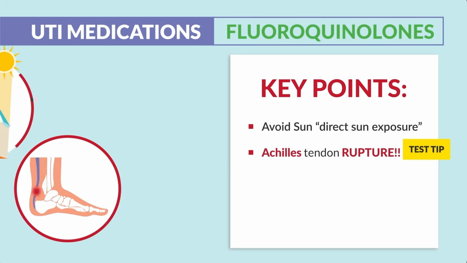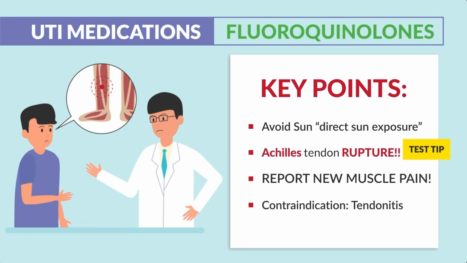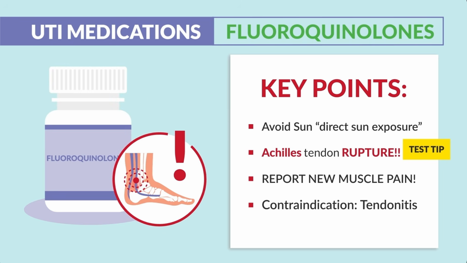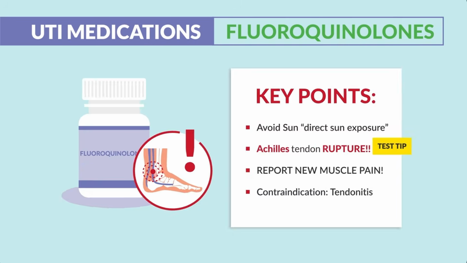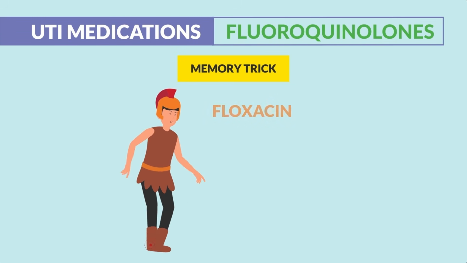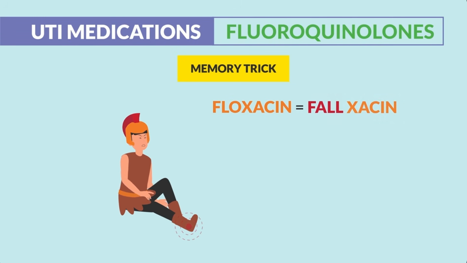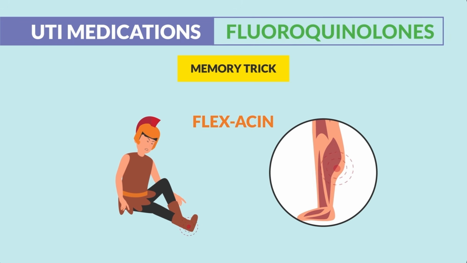Write that down. We teach patients to report new muscle pain, and a big contraindication is tendinitis. So memory trick is floxacin, we call fall-oxacin, since you can fall with an Achilles tear. Or flex-acin, since it hurts when you flex your calf.